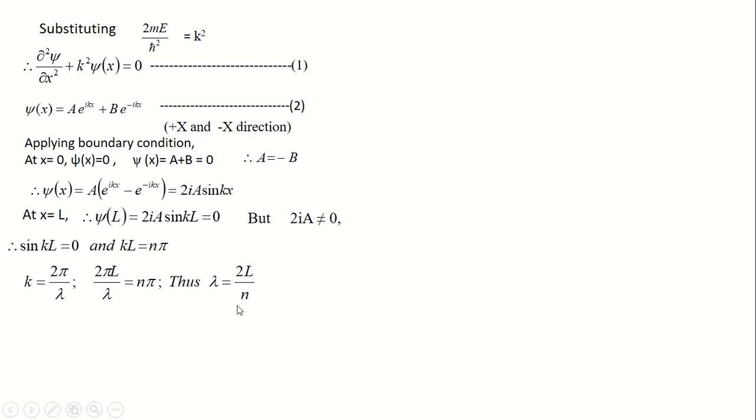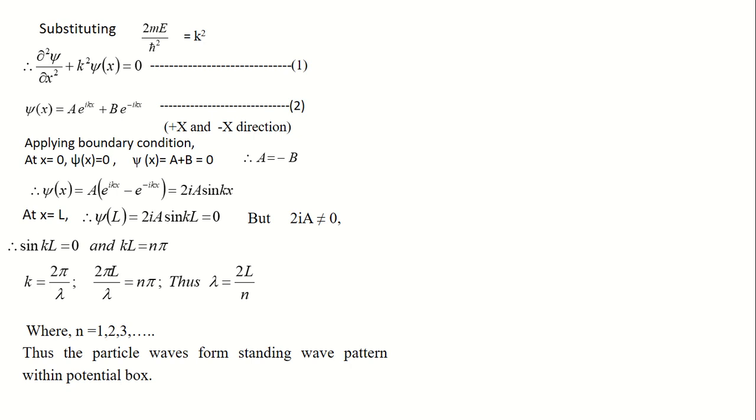But we are interested in energy. So this n is equal to 1, 2, 3 and so on. It is just an integer. So from this we can write: if we take n is equal to 1, then lambda is equal to 2L. If we take n is equal to 2, then lambda is equal to L. And thus we can say that particle waves form a standing wave pattern within the potential box.